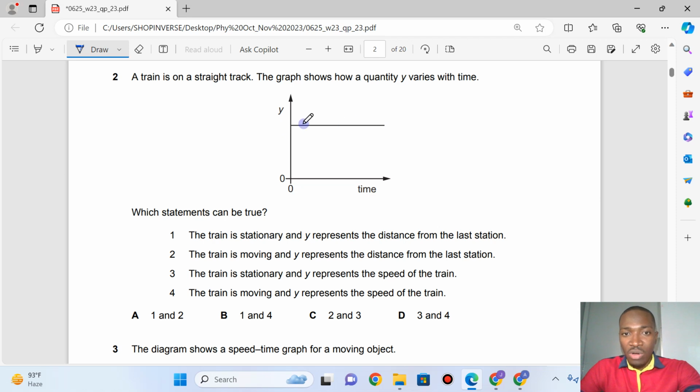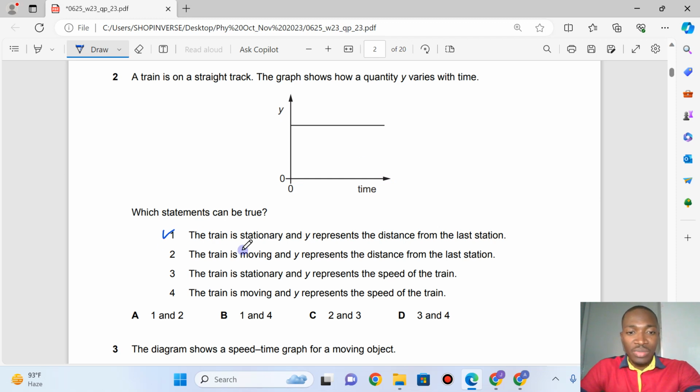But since this line is not on zero, if this line was on zero, then it's talking about the start time. But since this line is not on zero, that means the train had already traveled some distance initially before it eventually comes to rest. So this statement is correct, because y represents the distance from the last station. So the train had traveled to a station, then it stays at rest at that station. If the train had not traveled initially, then the horizontal line would be at the origin, meaning that no distance had been traveled initially. So number 1 is correct.